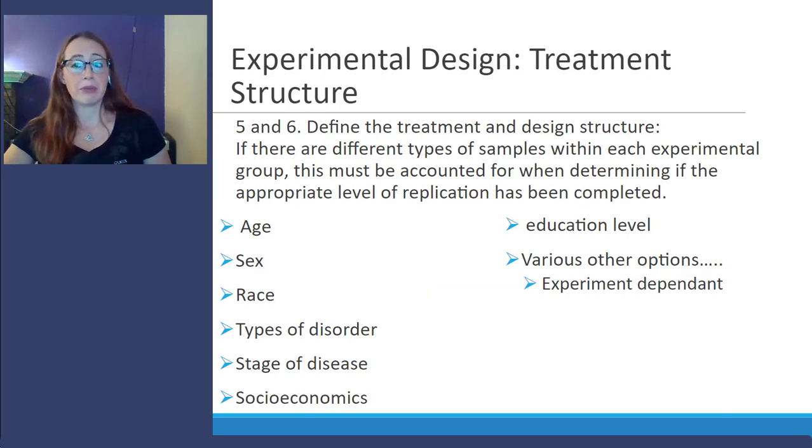Variables definitely come into play when we're talking about treatment structure, beyond just the dependent and the independent ones. We need to remember to consider our groups in the structure, and we need to have enough people in each group that we are interested in looking at. What this looks like is going to vary tremendously from experiment to experiment. These are some of the typical demographic variables that we might look at, but there of course can be a lot more as well, depending on your particular experiment.